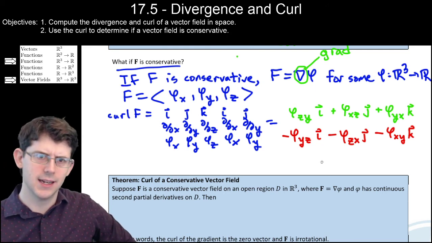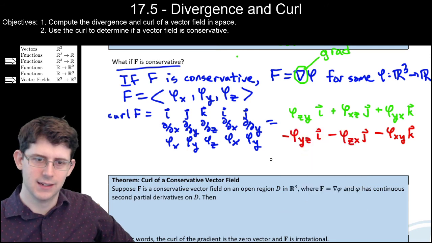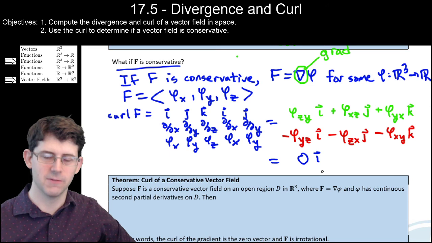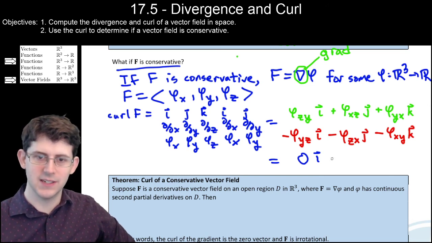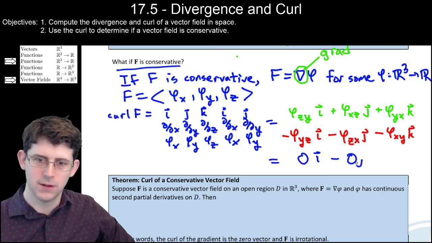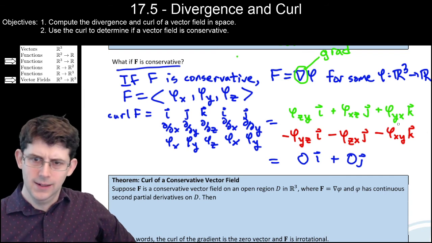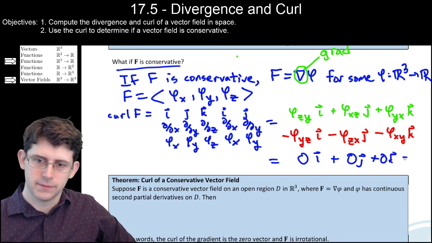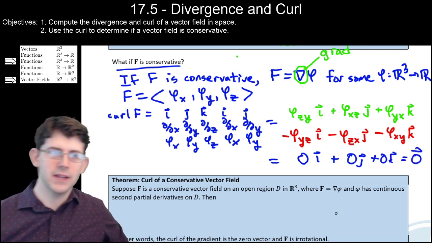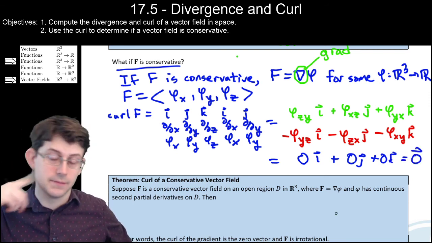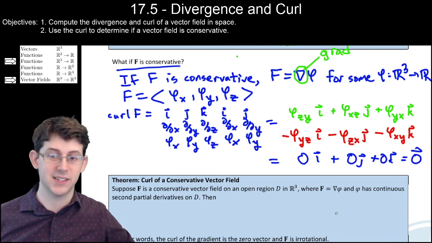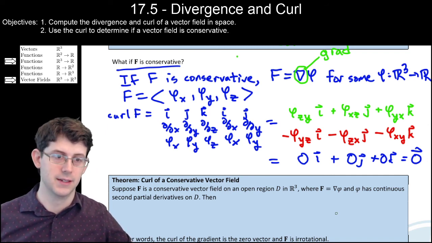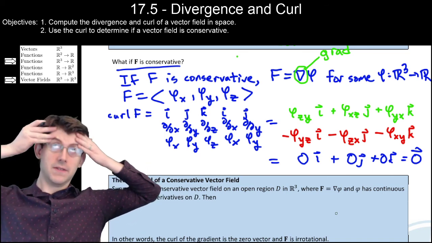What happened here? Well, I got phi zy minus phi yz. Those cancel if the function is sufficiently differentiable. Phi xz minus phi zx, those are the same too. Phi yx and phi xy, those are the same. So if your vector field is conservative, its curl is 0.